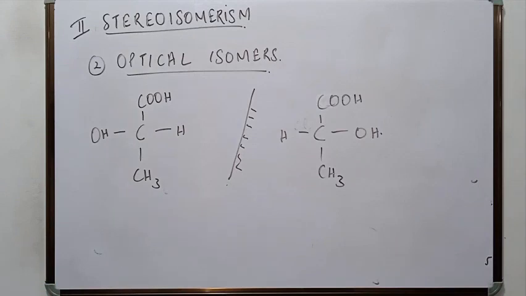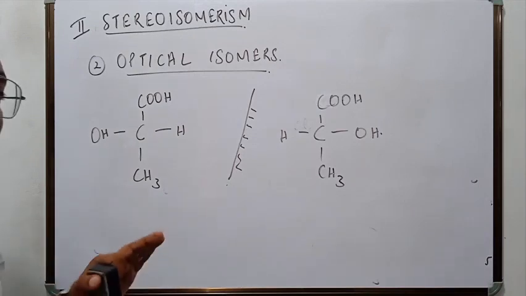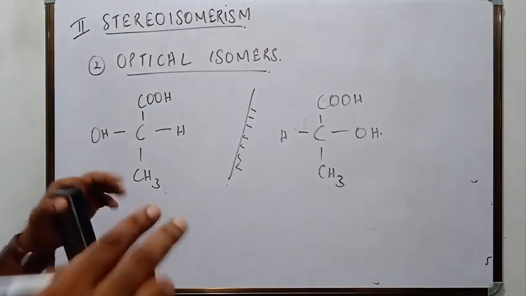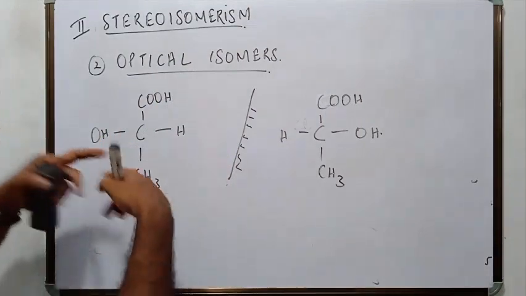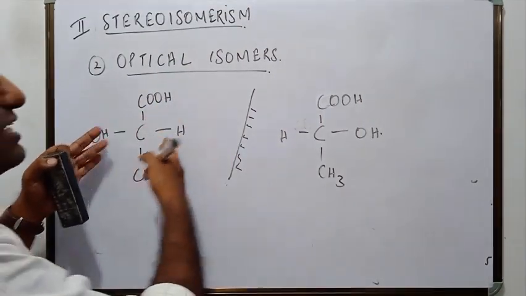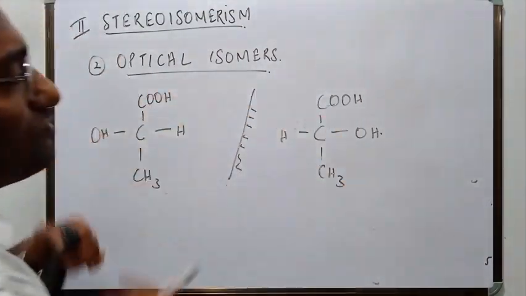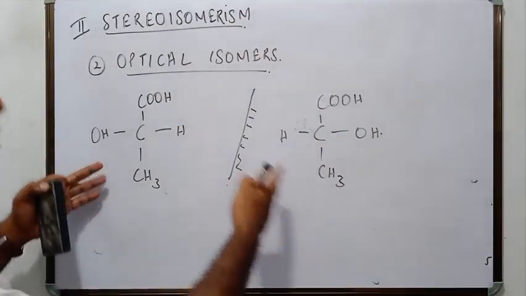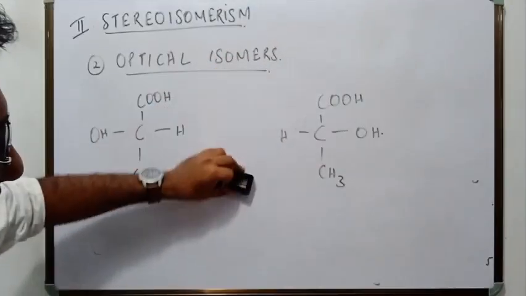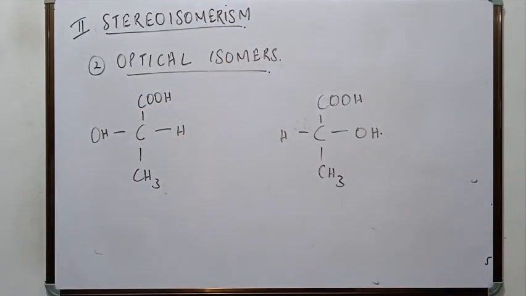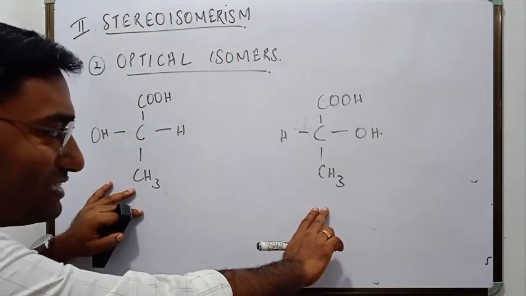Okay, optical isomers result because the groups around the central carbon atom are arranged in space in such a manner that one is the mirror image of the other, and also they are non-superimposable. Okay, so you don't need to take a mirror image. They actually exist in nature like this.